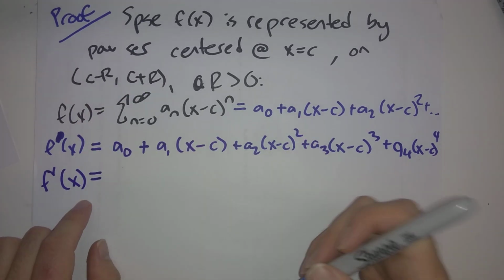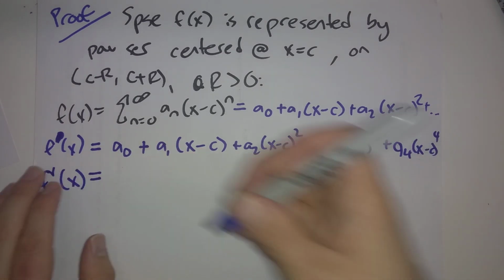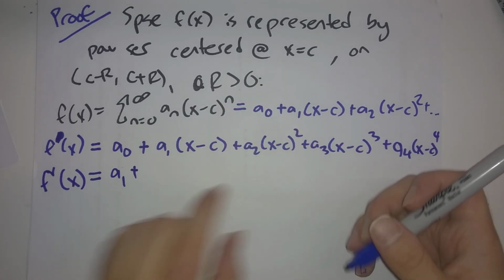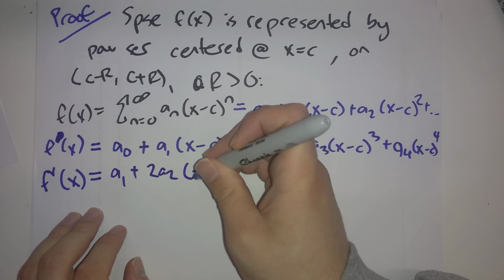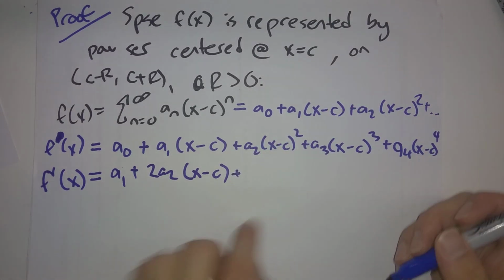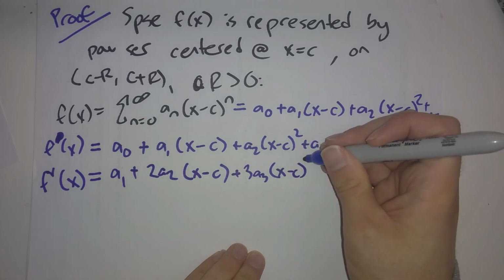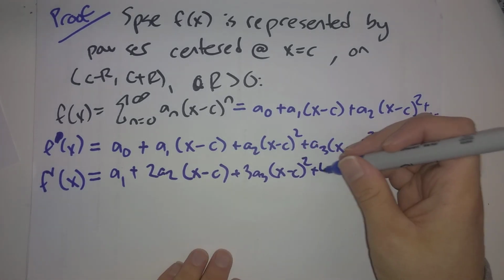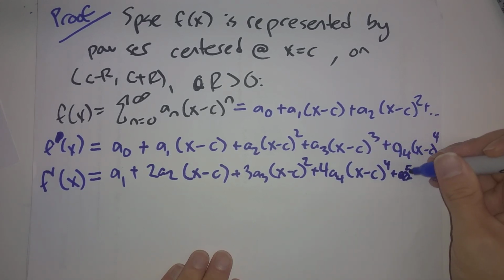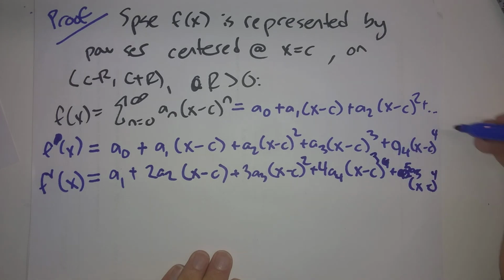F prime of x: a naught goes away. When we take the derivative of this term, we get a1. The derivative of this term gives 2 times a2 times x minus c, using the chain rule. Bring down the 3 times a3, and we still have x minus c squared. Then 4 times a4 times x minus c cubed, plus 5a5 times x minus c to the fourth, because that 4 becomes a 3.